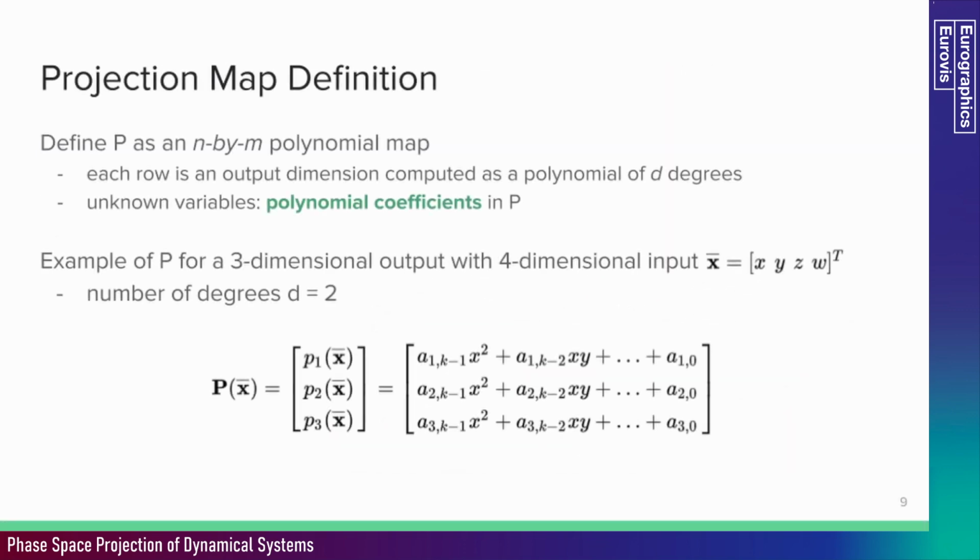In order to resolve all of the aforementioned constraints, we parameterize our differential map P as an n by m polynomial map. Thereby, each row of the map represents one output dimension and is computed by an independent polynomial of up to d degrees, where d is user specified. Given this definition, the problem boils down to determining the unknown polynomial coefficients that comprise the map. An example of such a map is given here, where we wish to compute a 3-dimensional output and expect 4-dimensional curves as input, with the polynomial degree set to 2.